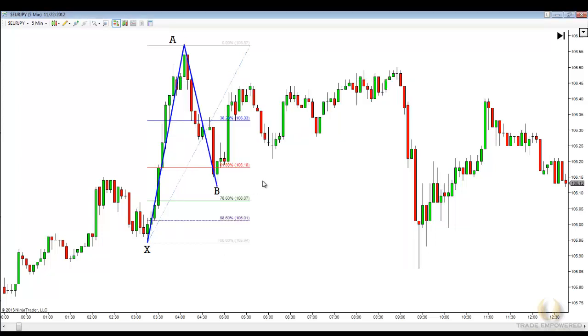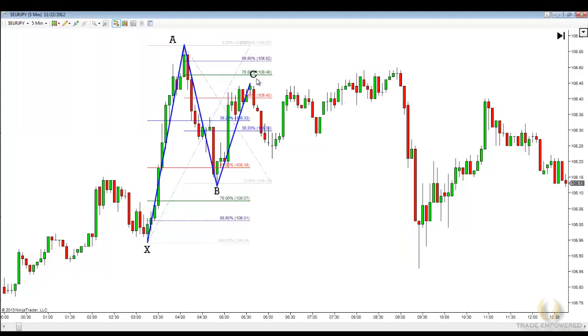After our B leg, we want to take our Fibonacci retracement tool again. This time we're dragging it from our A leg down to our B leg. And we're looking for at least another 618 retracement, which you can see price action comes right into, giving us a valid C leg.